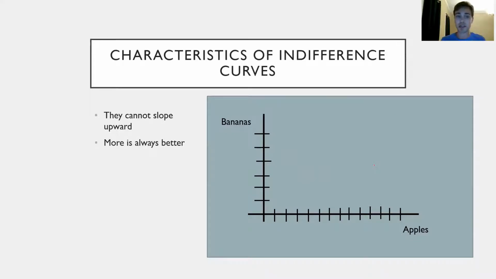We also know that indifference curves cannot slope upward, right? So I've been drawing them so far sloping downward, right? And we know they can't slope upward because more is always better. So for example, let me show you an indifference curve that is sloping upward and show why that wouldn't make any sense. So let's plot an indifference curve that slopes upward, and I'll just plot it like this, right?